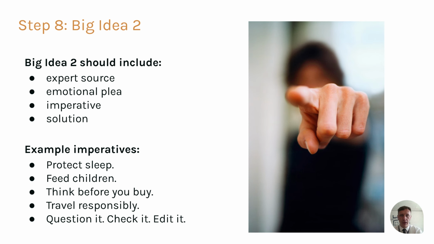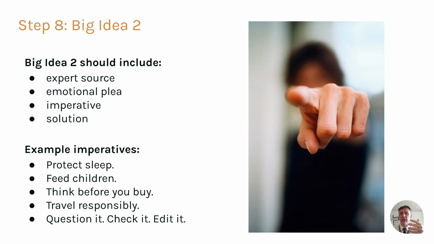Okay, big idea two. This is where we further develop our argument. And this is where we would bring in potentially another expert source. It could be teachers, doctors, scientists, charities, government research. Then we make a really emotional plea. This is where we remind our reader what is at stake.